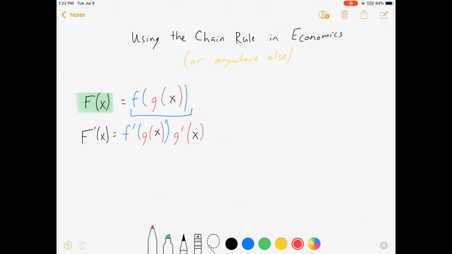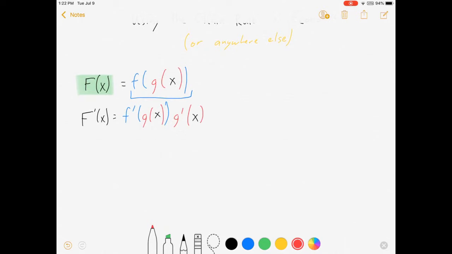And that's our chain rule in a nutshell. We're going to multiply: the outer function, the blue function, gets the derivative, and then gets multiplied by whatever the derivative of the inside function is. So, on to an example.